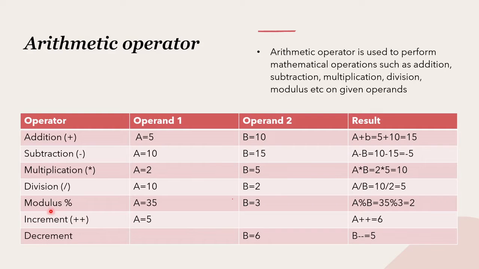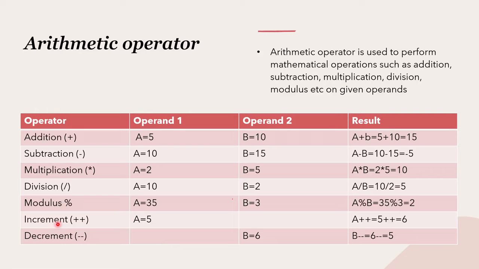The next operator is the modulus operator. Here operand 1 is 35, and when divided by operand 2, which is 3, the remainder of this division is the result. Now 3 11s are 33 and the remaining we get is 2. So the remainder is 2.